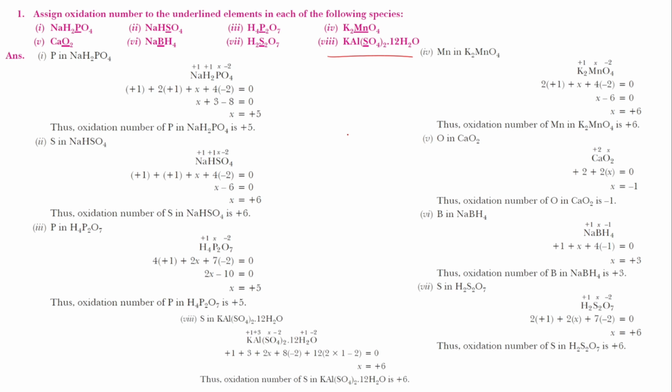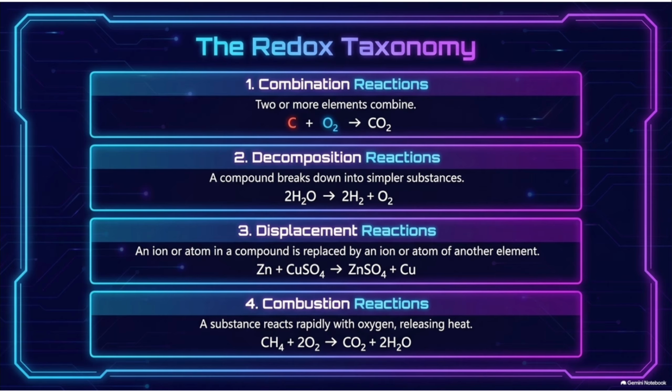compound. This one, KAl(SO4) whole twice and 12H2O. So I think this is given solved. So this charge will come out to be on sulfur. It comes out to be +6. Then sulfur generally exists in +6. So in this way we can calculate oxidation number on any particular ions.